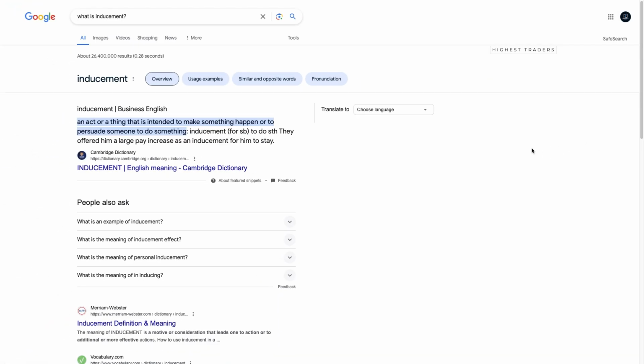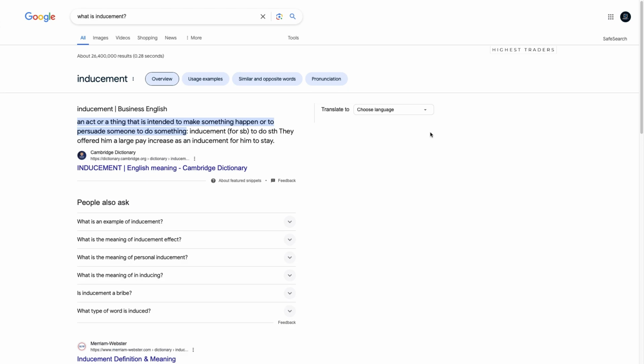So people, as we can see on our screen, inducement is an act or a thing that is intended to make something happen or to persuade someone to do something. So I think this definition alone explains why it is referred to as a trap in the market. So let's open our chart to identify and know how to deal with them.